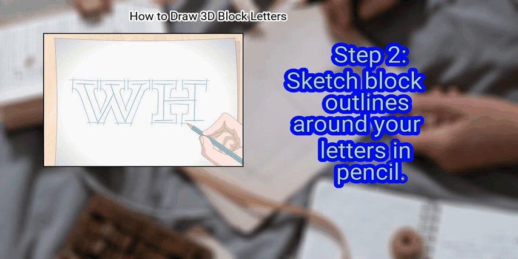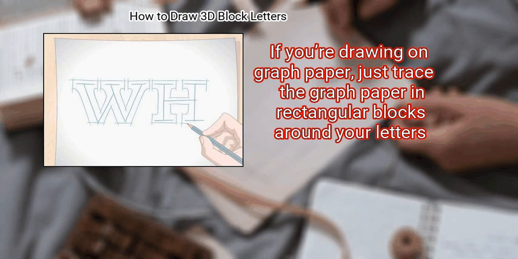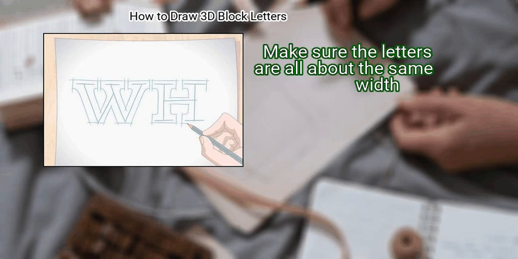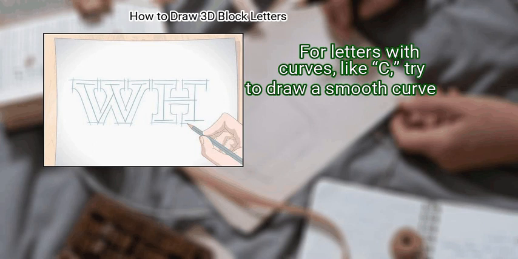Step 2. Sketch block outlines around your letters in pencil. If you're drawing on graph paper, just trace the graph paper in rectangular blocks around your letters. Make sure the letters are all about the same width. For letters with curves, like C, try to draw a smooth curve.